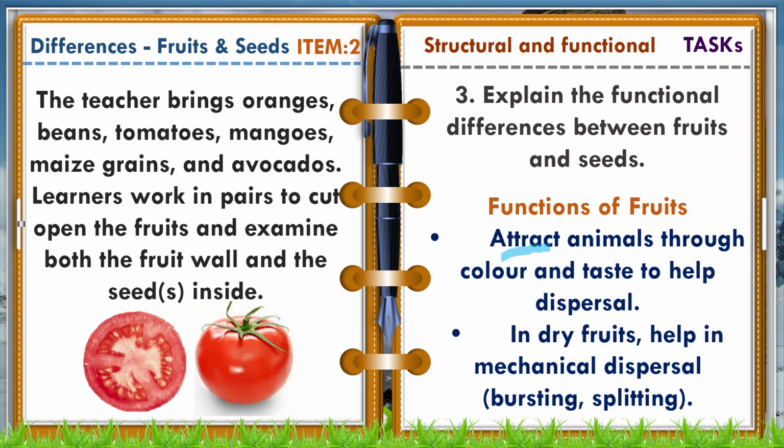It attracts animals through color, taste, and this helps in dispersal. In dry fruit, it helps in mechanical dispersal, that is, bursting and splitting.